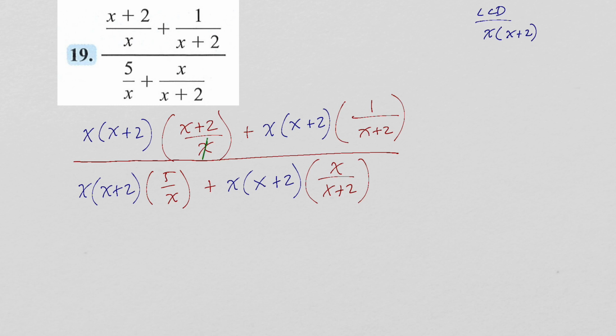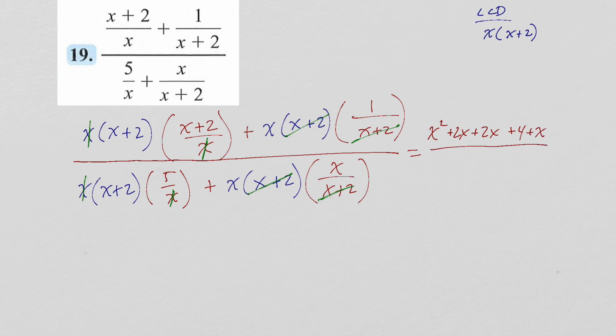So this x cancels with that. This x plus 2 cancels there. This x cancels there. And this x plus 2 cancels there. So what I'm left with is the binomial x plus 2 times x plus 2, and I have to FOIL that. My first is going to be x squared. The outer is a positive 2x, the inner is a positive 2x, and the last is a positive 4. And then I'm going to have plus x times 1, which is just plus x.